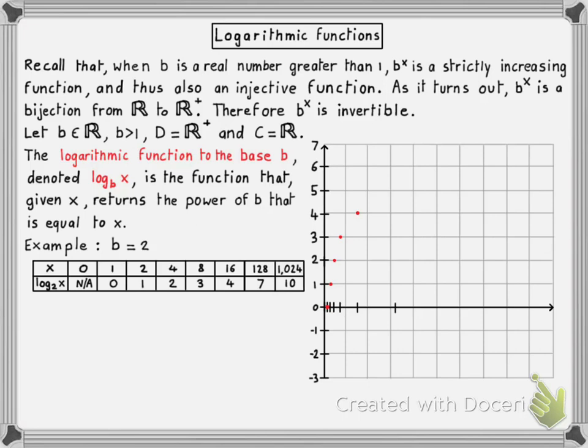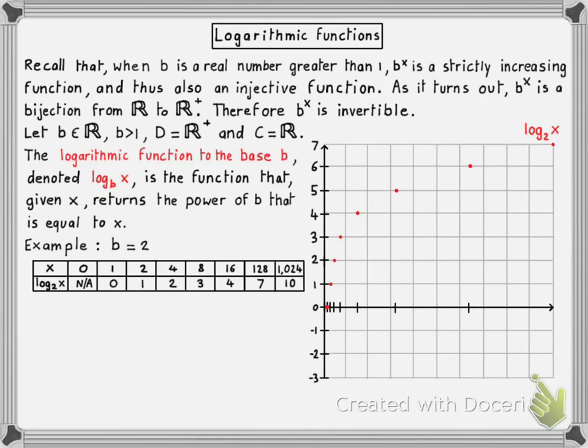Log base 2 of 32 is 5. Log base 2 of 64 is 6. And log base 2 of 128, which is approximately past the right-hand side of the arrow here, is equal to 7. So this is the graph for the log base 2 of x, although I only put the points corresponding to some of the integer values.